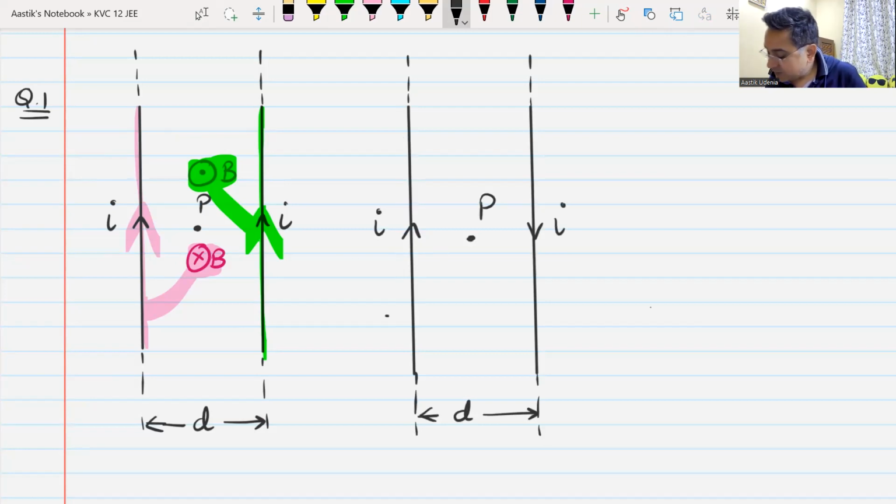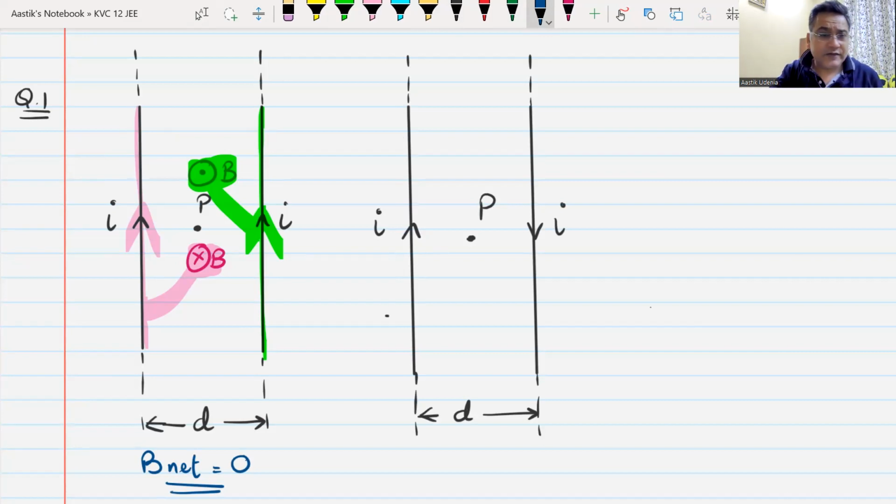Now can you tell me what is the magnetic field in this case? The first case, the net magnetic field is 0 because they are cancelling each other out. Can you give the answer in the second case? What is the magnetic field? I'll give you 2 minutes to give me the answer. Think about it, use the formula and get the answer.